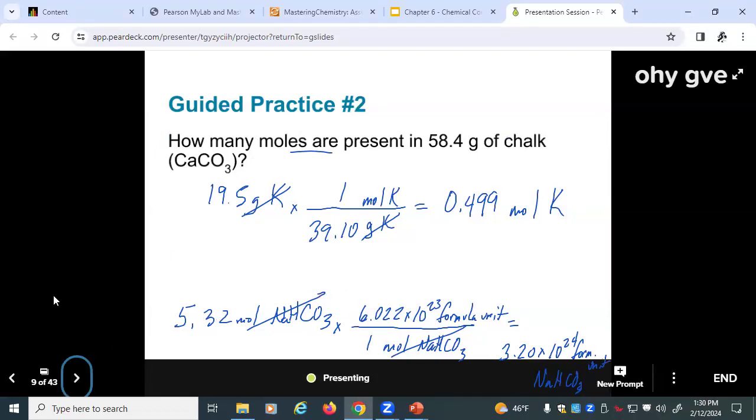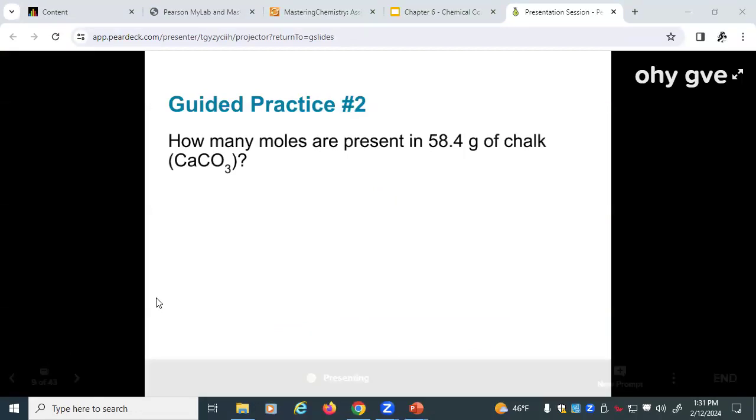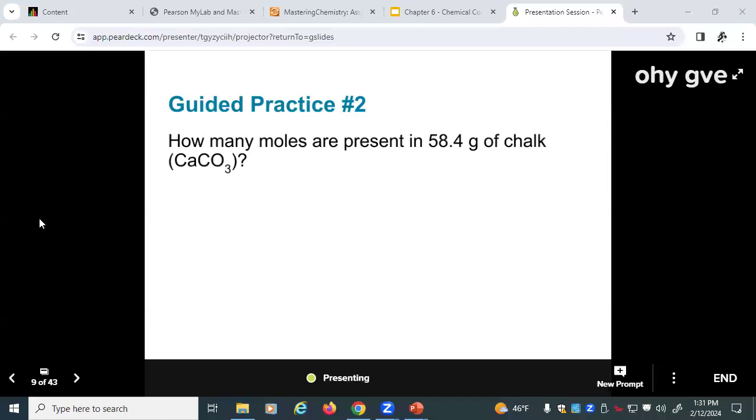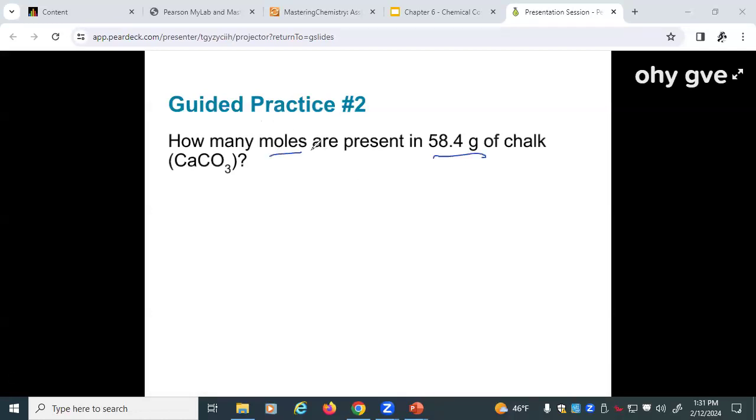All right, let's take a look at another one, and I'm going to let you try some on your own. How many moles are present in 58.4 grams of chalk? Chalk is calcium carbonate. So to do this problem, I need to do two things. Since I'm going between grams and moles, I need the molar mass of calcium carbonate. And I need that before I can do any kind of converting.